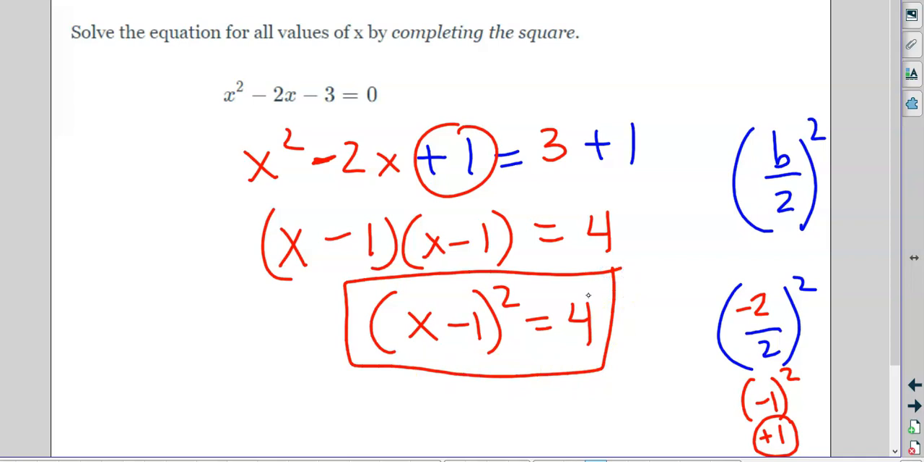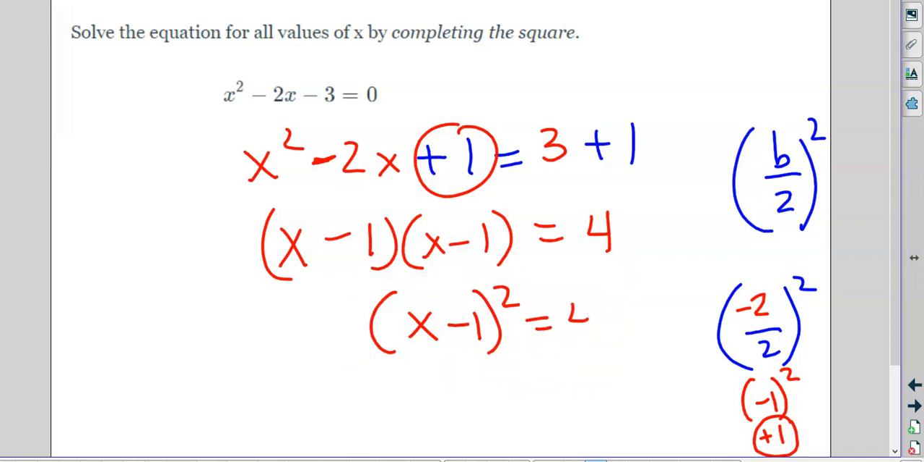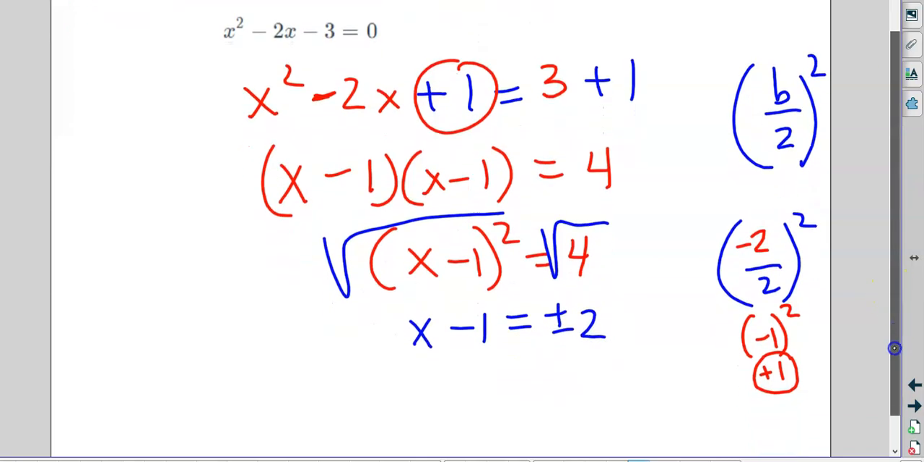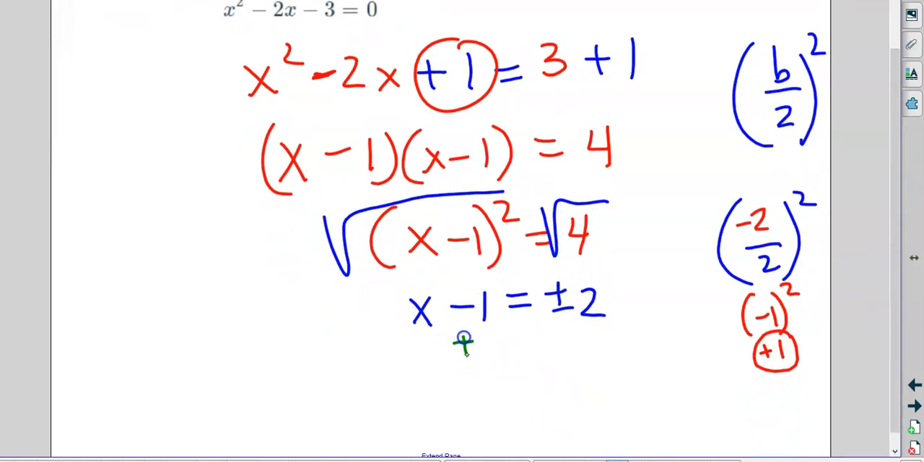So now I have a square on the left side, which we just practiced in the last activity. So I square root both sides. I get x minus 1 equals plus or minus 2. Ooh, that's a beautiful answer this time. Add 1 to both sides. So my answer is 1 plus or minus 2.